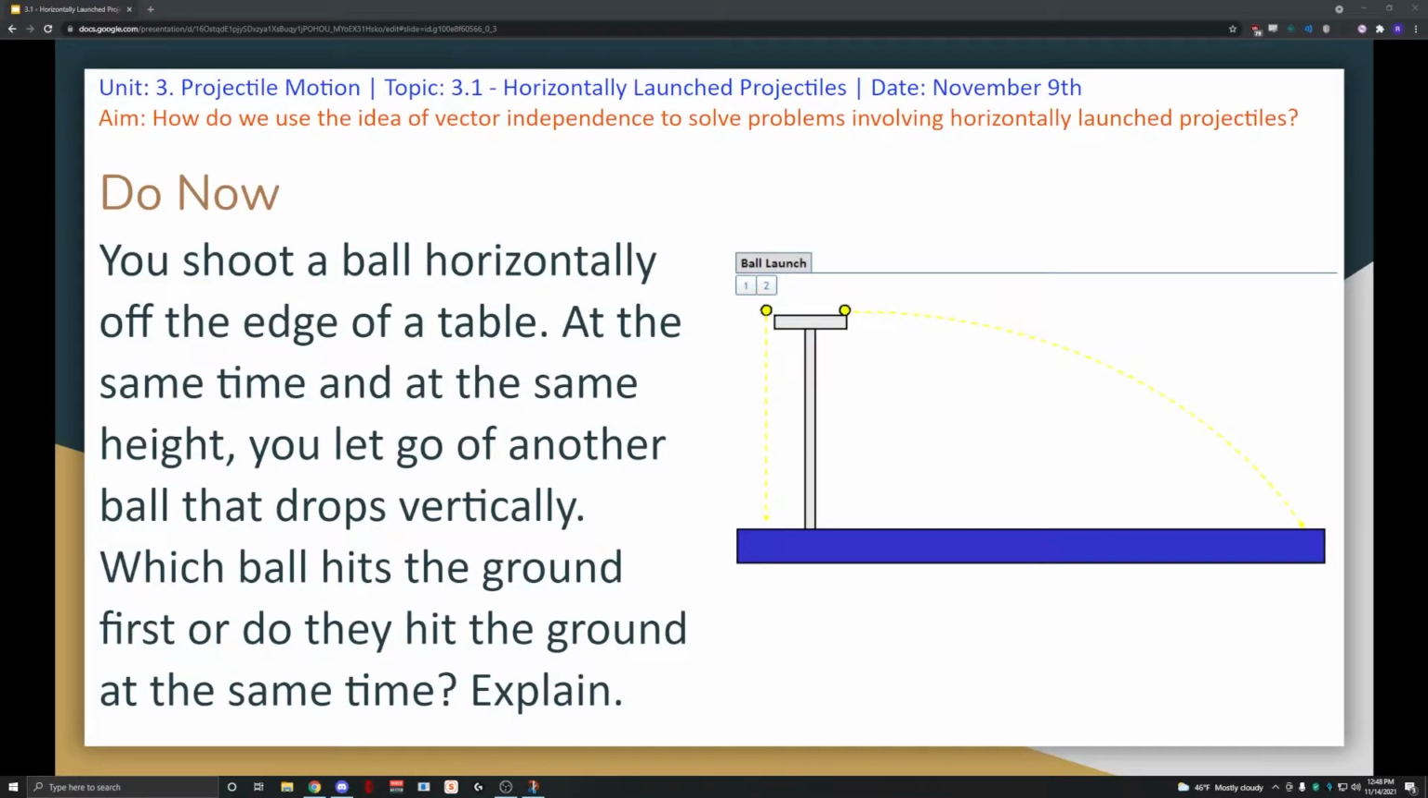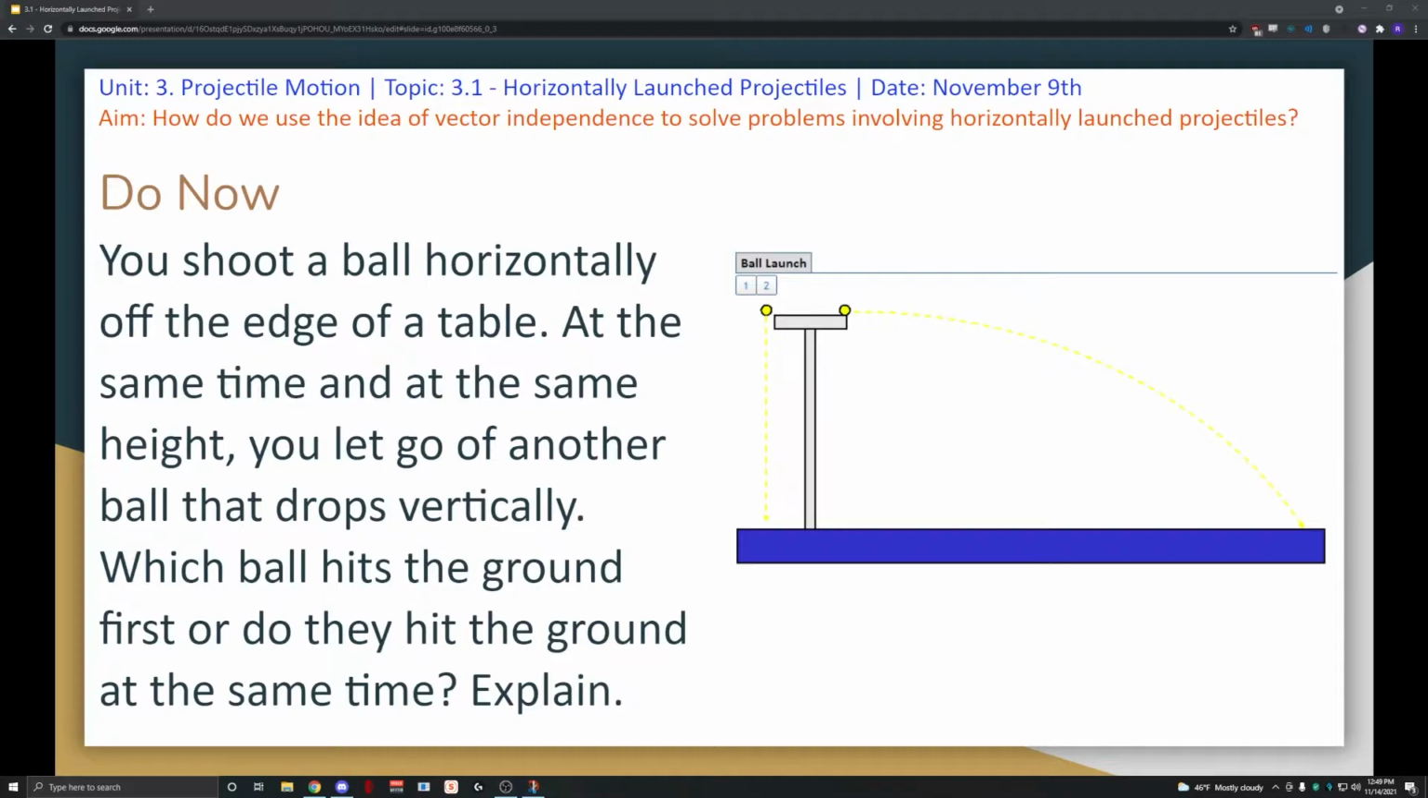So this is going to be a lesson on 3.1, horizontally launched projectiles. The do now question says you shoot a ball horizontally off the edge of a table. And at the same time and at the same height, you let go of another ball that drops vertically. It might be hard to see in the video, but you see the yellow dotted lines. You have a ball that drops vertically and another ball that goes horizontally.